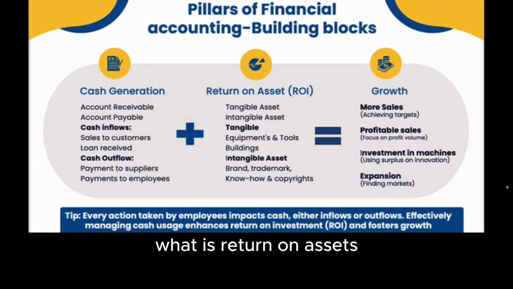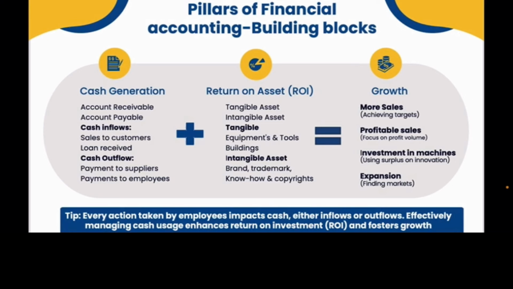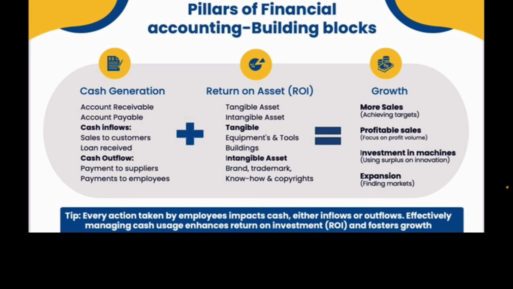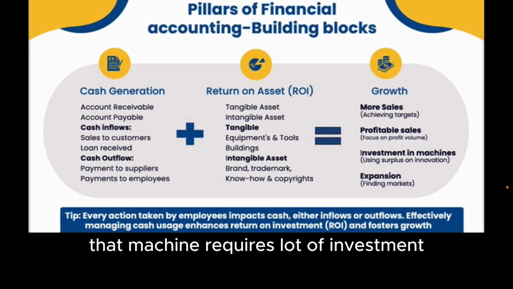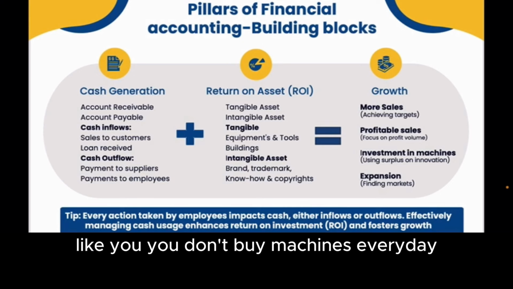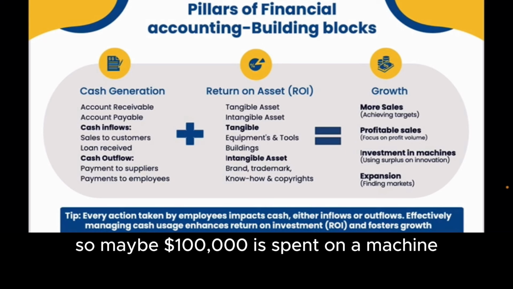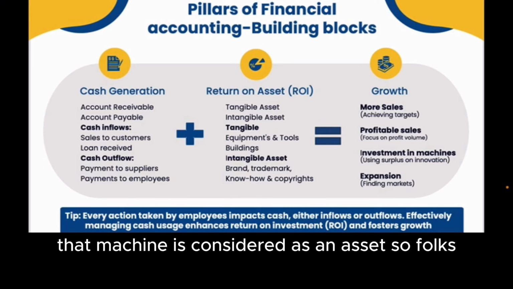Return on asset. What is return on assets? To understand return on asset, let's understand what is an asset. An asset is a machine or a building used to generate or produce a product or services. For example, there is a manufacturing machine which produces 100 shoes in a day. That machine requires a lot of investment, like you don't buy machines every day. So maybe $100,000 is spent on a machine. When you get that machine, it allows you to produce shoes if you're selling shoes. That machine is considered an asset.